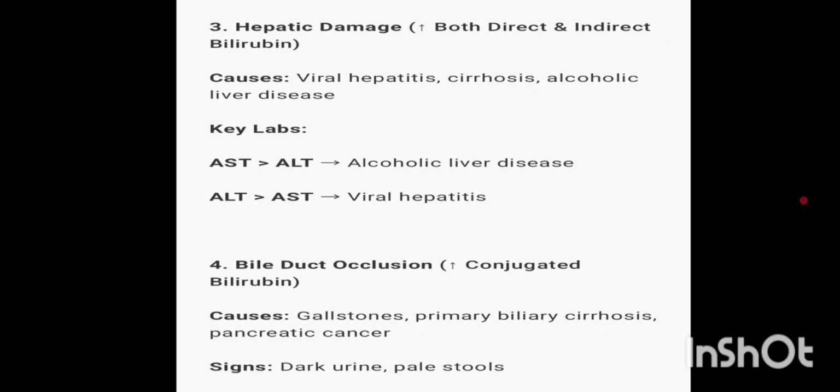Finally, what if the liver is working fine but the bile can't leave because of an obstruction? Bilirubin gets stuck in the liver, leaks back into the blood, and since it's already conjugated, we see an increase in conjugated bilirubin. Common causes include gallstones, primary biliary cirrhosis, pancreatic cancer. Well, how can we spot this clinically? Dark urine, because conjugated bilirubin is water soluble and is excreted in urine. Pale stools, because bilirubin is not reaching the intestines to give the stool its brown color.